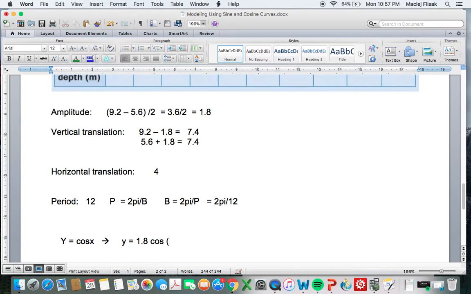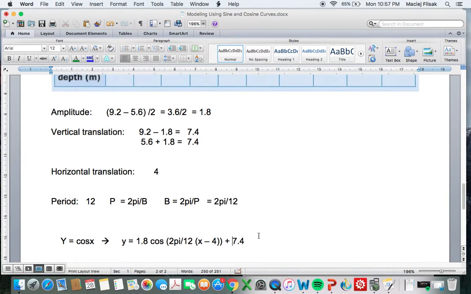1.8 cosine, and then we're going to put the b value in here, which is 2 pi over 12, X. Now we need the horizontal translation, which is 4 units. Close that off, and now we need the vertical translation, which is plus 7.4. Sorry, I forgot the plus sign, 7.4.